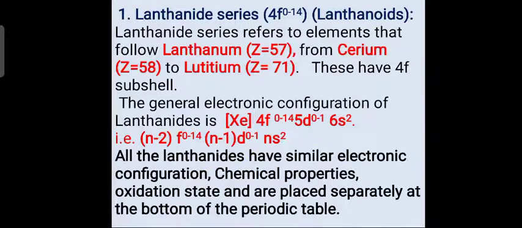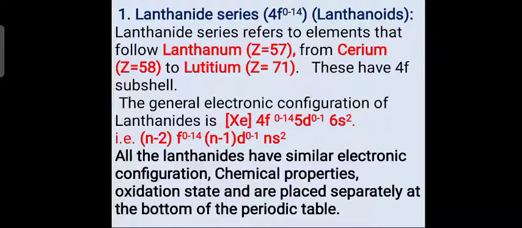Next slide. Lanthanide series, 4f 0 to 14. They are called lanthanoids. The lanthanide series refers to the elements that follow lanthanum. What is the atomic number of lanthanum? 57. Cerium has atomic number 58. So cerium to lutetium, atomic number 71, have the 4f subshell or 4f orbital.